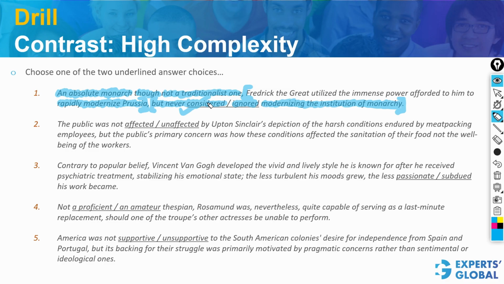That when it came to the idea of modernizing the institution of monarchy, he behaved like an absolute monarch and he never considered modernizing the institution. Let's look at the second question now.